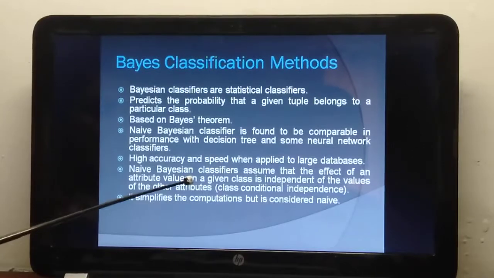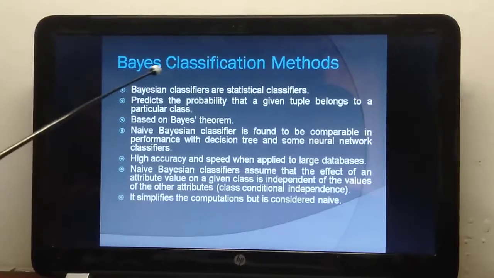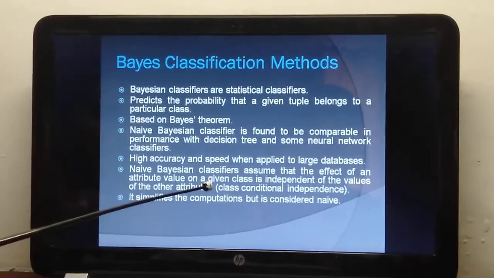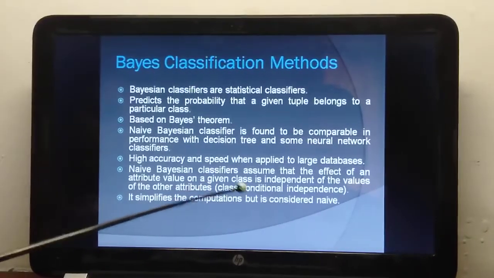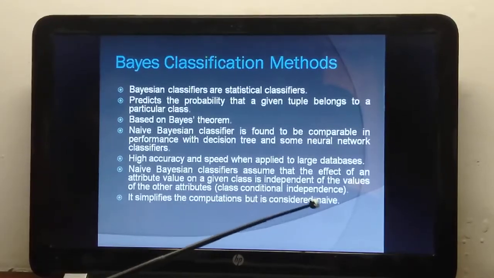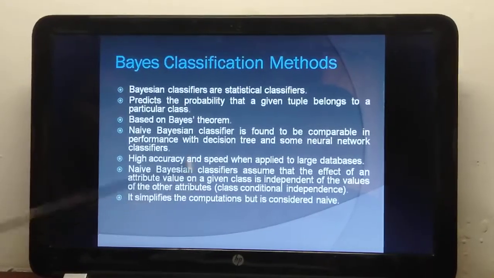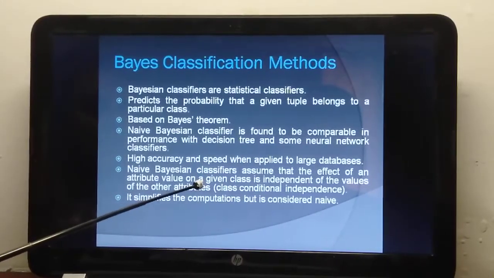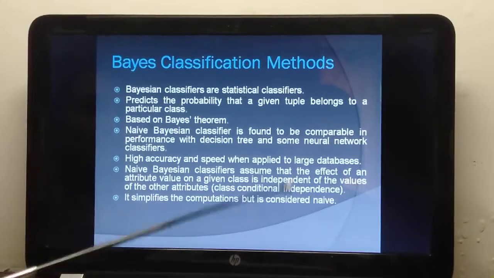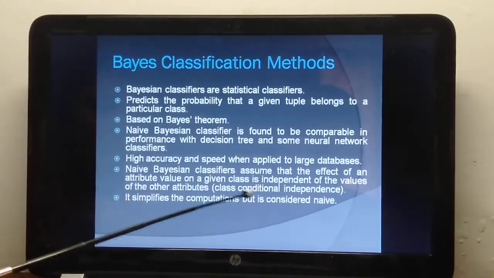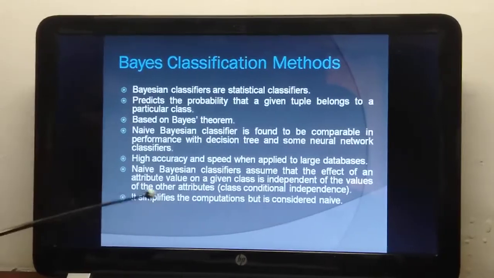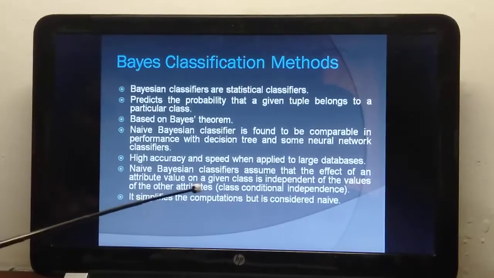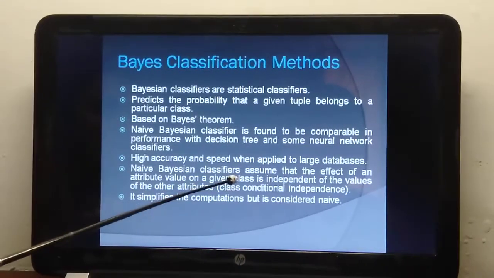Now, it assumes that the attributes are independent, and that classes are also conditionally independent. So, if we have dependent attributes and dependent classes, it is difficult to use naive Bayes classification. That is, the effect of an attribute value on a given class is independent of the values of the other attributes. So, the attributes are not dependent on each other. In that case, naive Bayes classification is good.